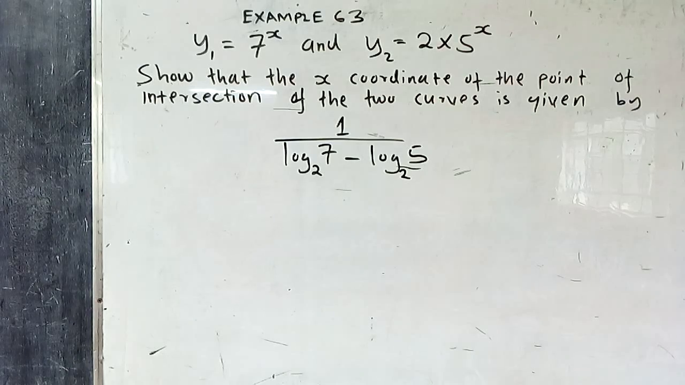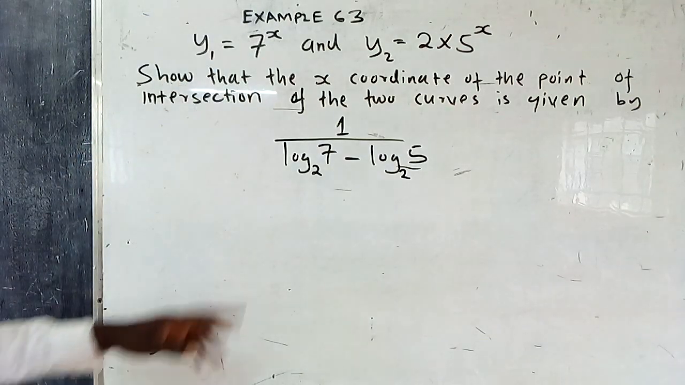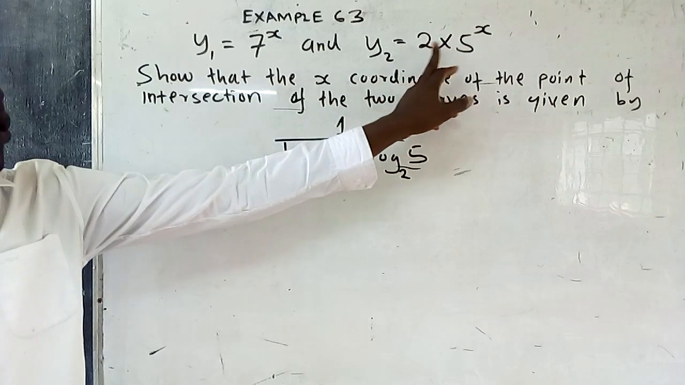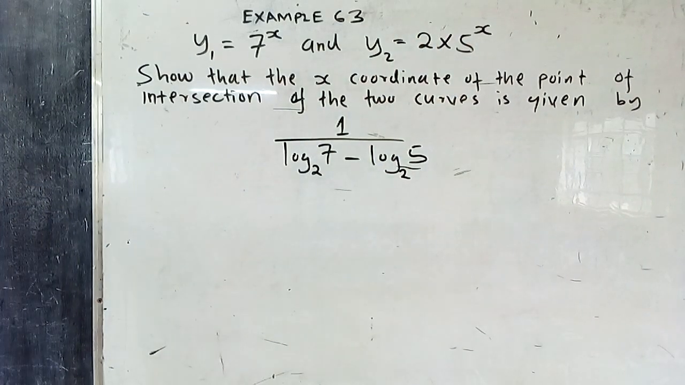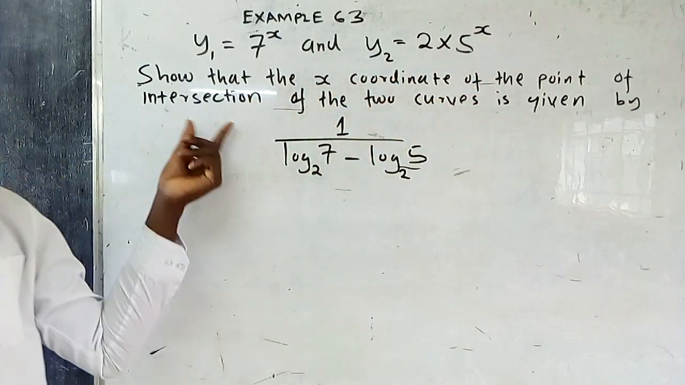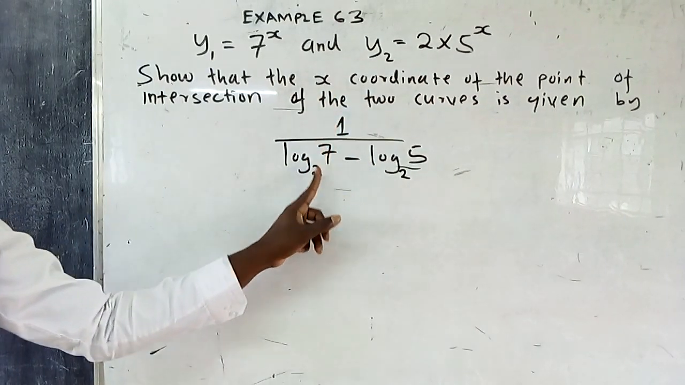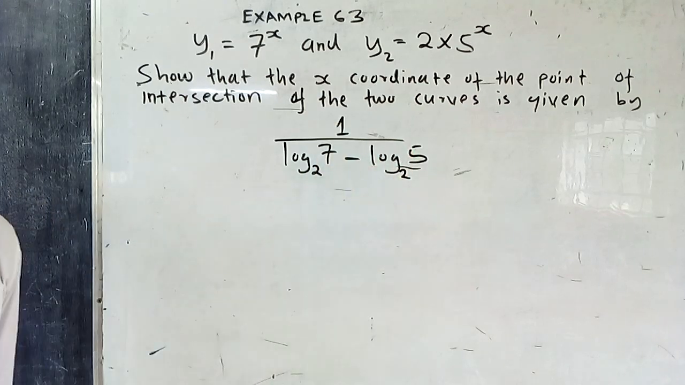Question 63. Two curves C1 and C2 are defined for all values of x and have respective equations y1 = 7^x and y2 = 2 times 5^x. Then you've been told to show that the x coordinate of the point of intersection of the two curves is given by 1 over log 7 to base 2 minus log 5 to base 2.